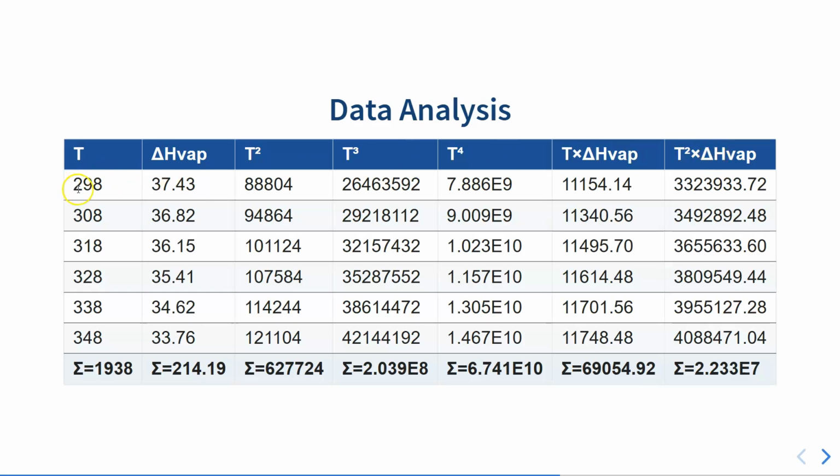So for T equal to 298, delH vapor is given. T square we just square that, T cube we get from the T value, T to the power 4 we get by raising it to the power 4, and then T into delH vapor, and T square into delH vapor. Like that we calculate. After doing all this calculation, we have to sum everything: the summation of T, and all those cell values we add. So here we get the summation values.